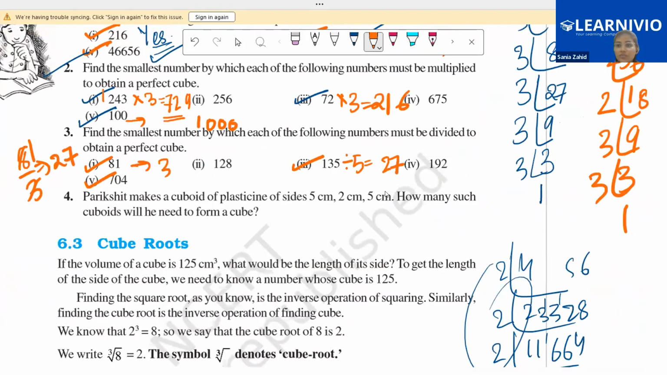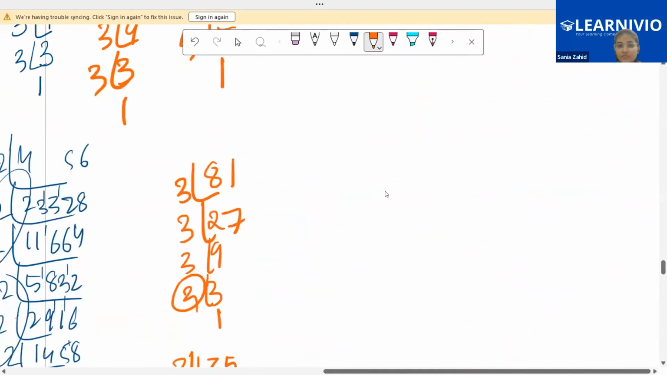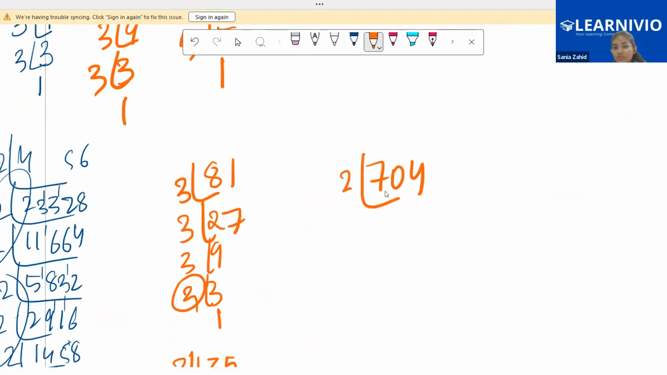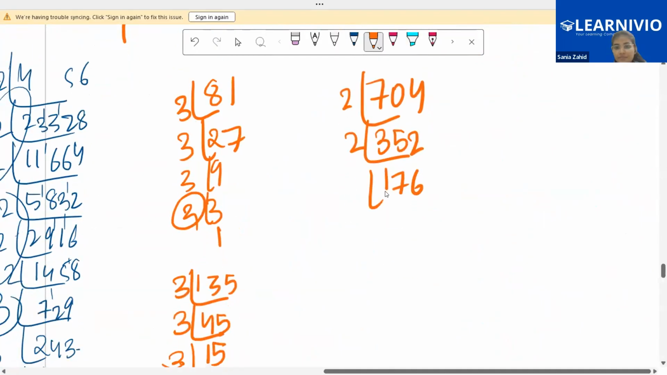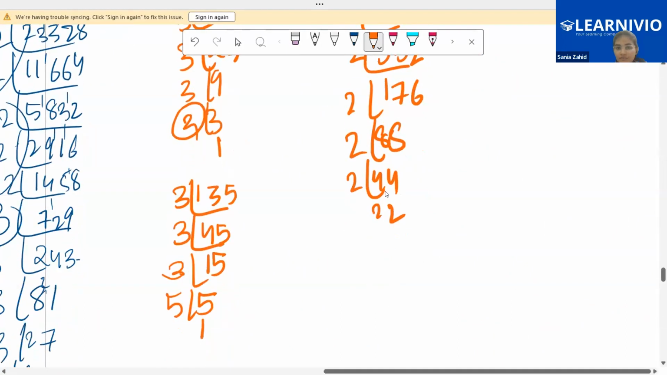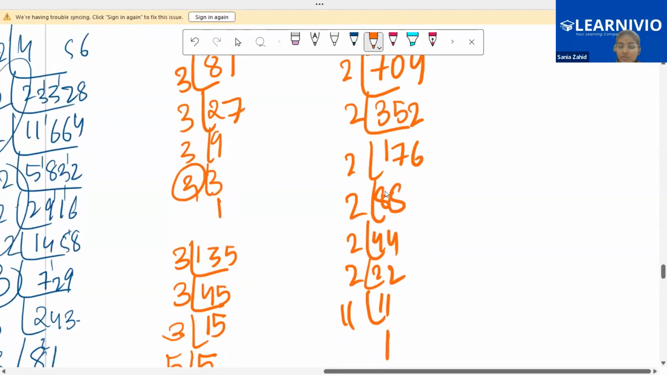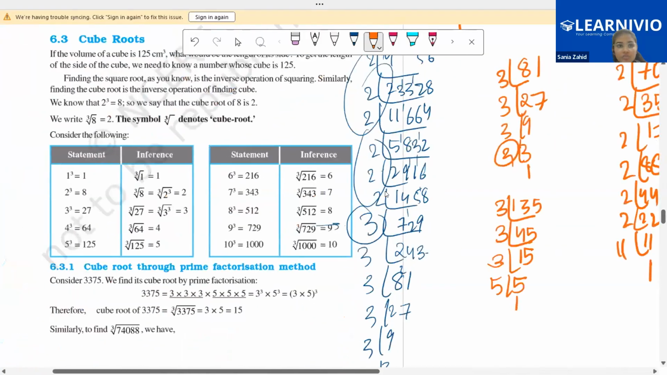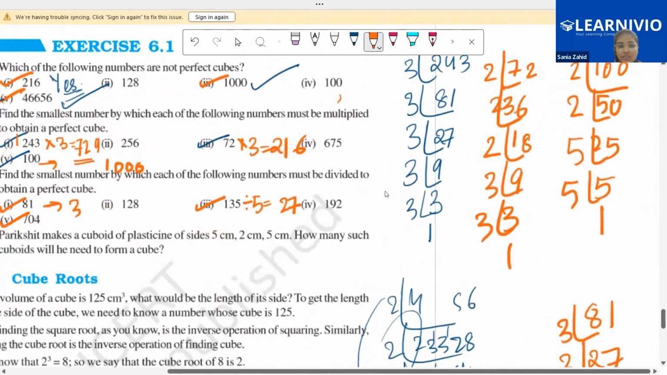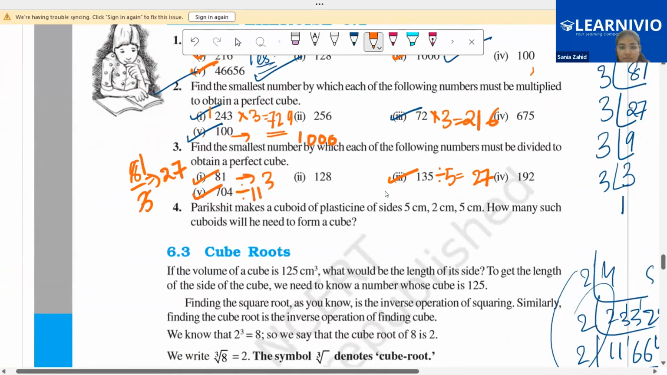Okay. Now 704. Yes, ma'am. 2 divides 704, 352 times. And then 2, 176, and then 2, 88, then 2, 44, then 2, then 22, and then 2, 11, and then 11 is left. Okay, so we have 2 triplets for 2 and 11 is left. So we'll divide 704 by 11. You get 64 as the answer.